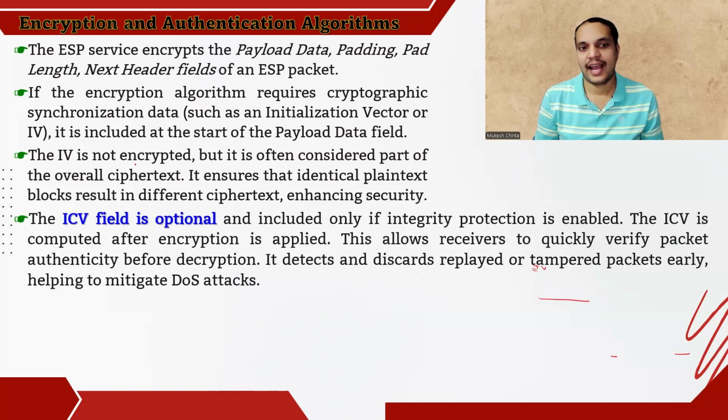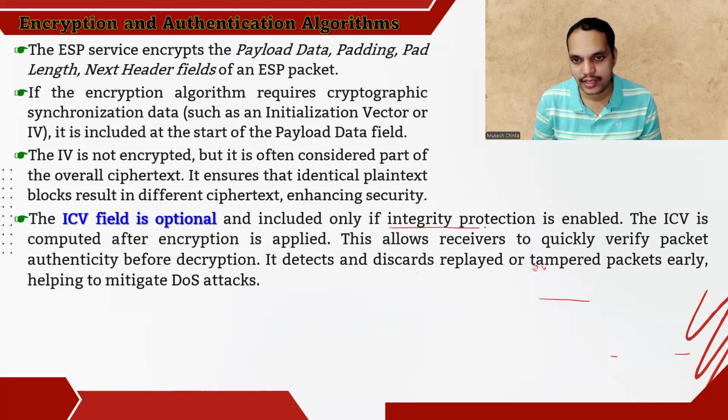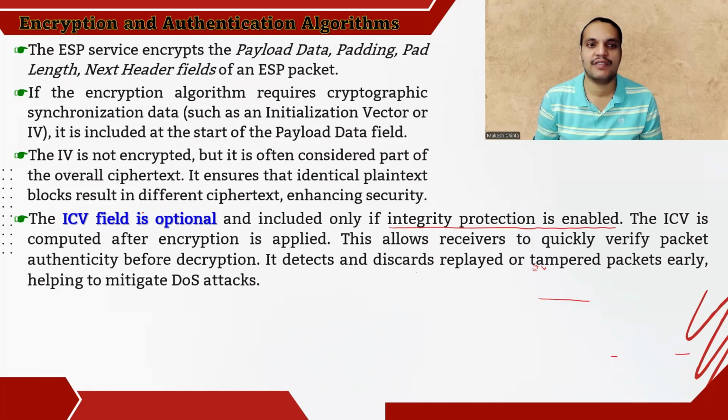Okay. Now, the ICV field is optional and included only if integrity protection is enabled. That means if the communication requires authentication, only then the ICV field is added. It is computed after encryption. Please do remember this. After the encryption is performed, only then the ICV is calculated. If you are wondering why we should do that, it does have some advantages. This allows the receivers to quickly verify the packet authenticity before decryption. It detects and discards replayed or tampered packets early, helping to mitigate DoS attacks.